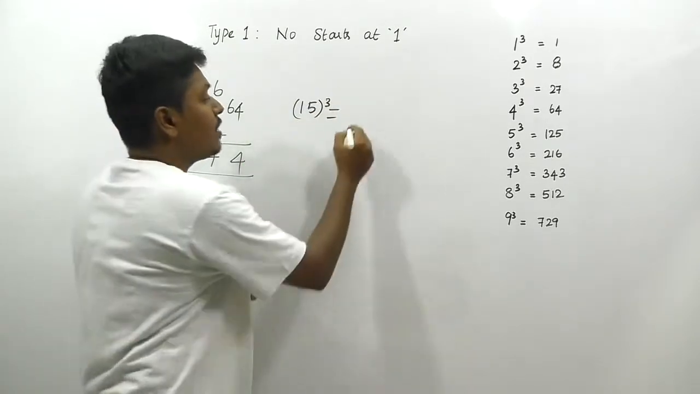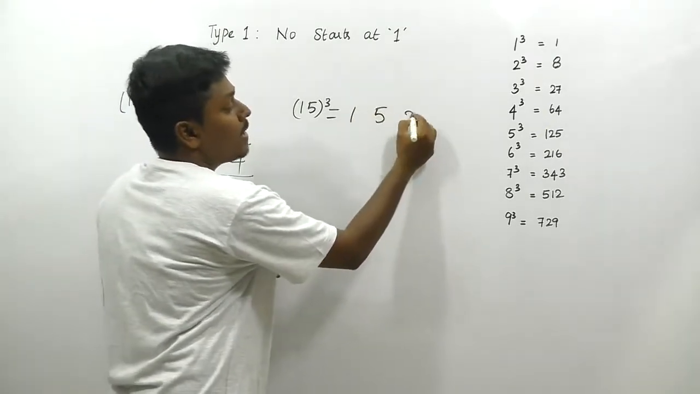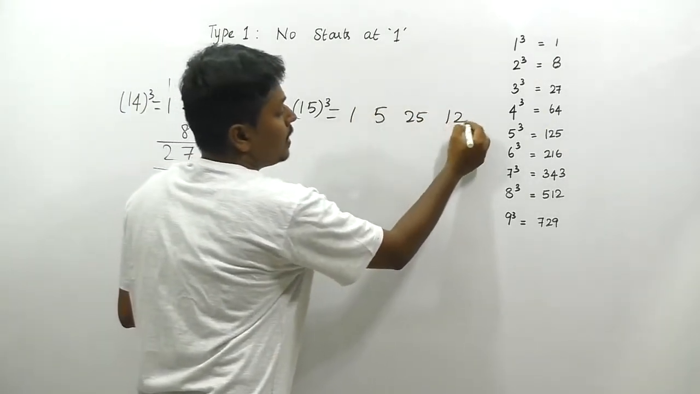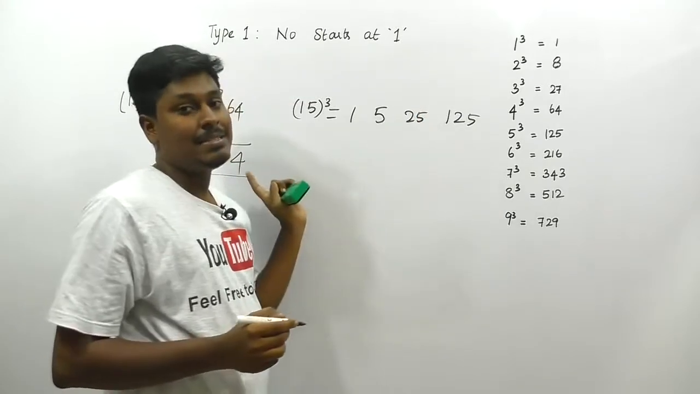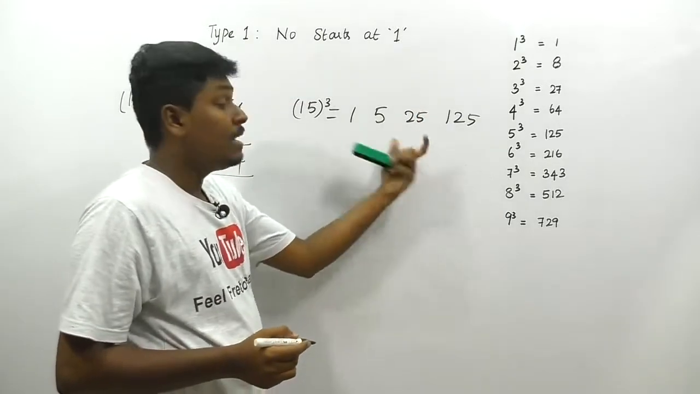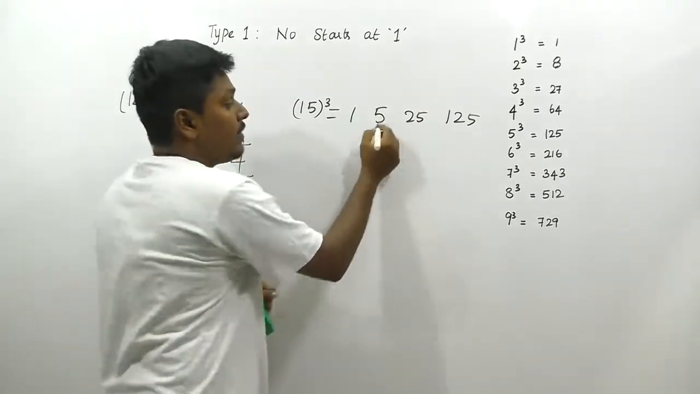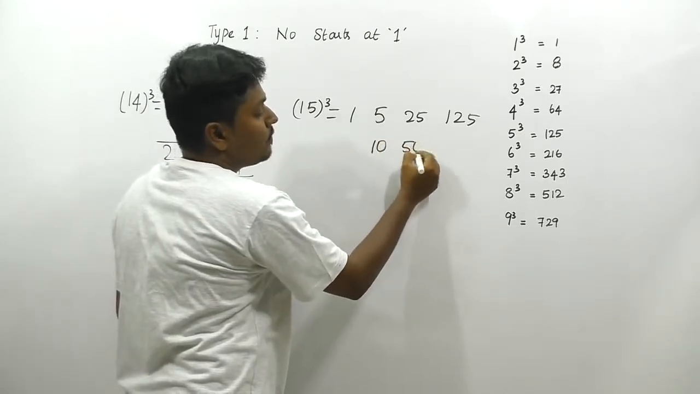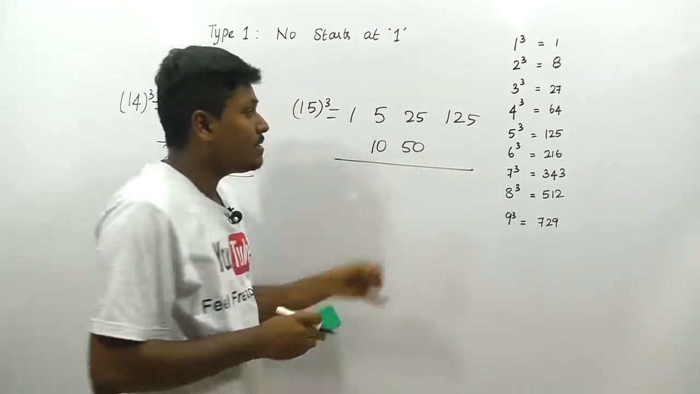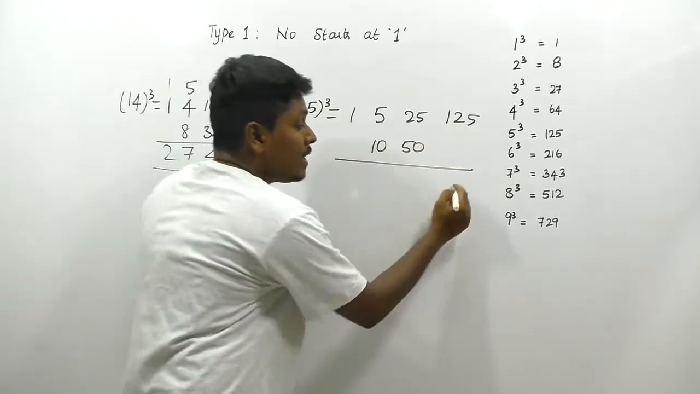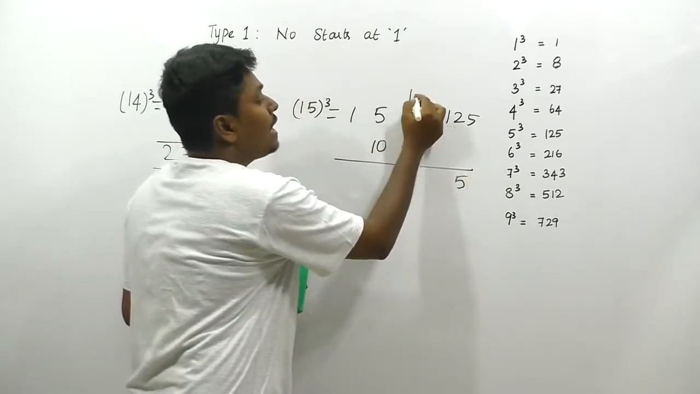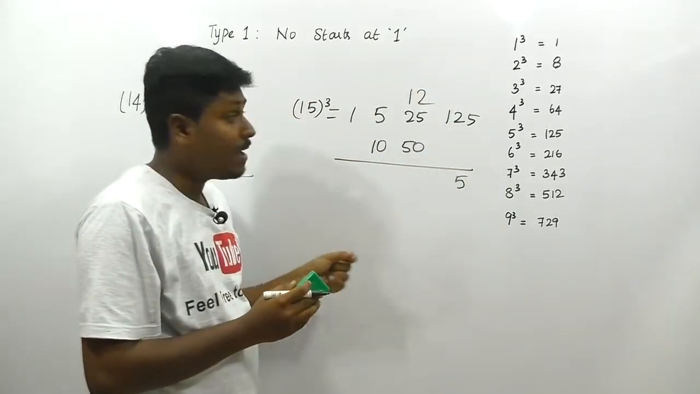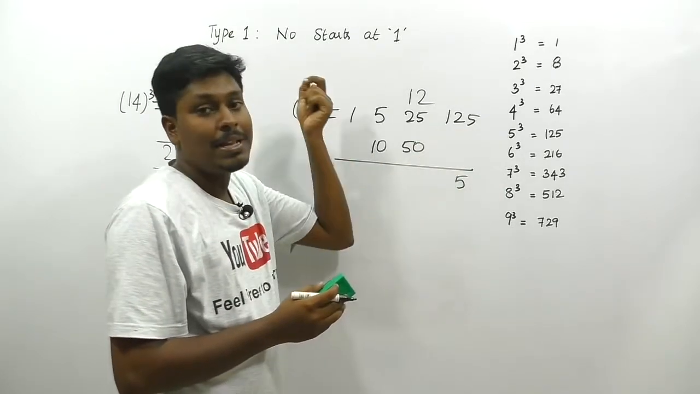Repeat the same number here, which is 1, 5. 5 square is 25. 5 cube is 125. Leave the first and the last digit, right? First number and last number. Remaining two numbers should be doubled. 5 doubled is 10. 25 doubled is 50. So we need to add. See here friends, here it is 125. Write only 5 here and 12 as remainder. Got the idea? Write only 5 and take 12 as a remainder.